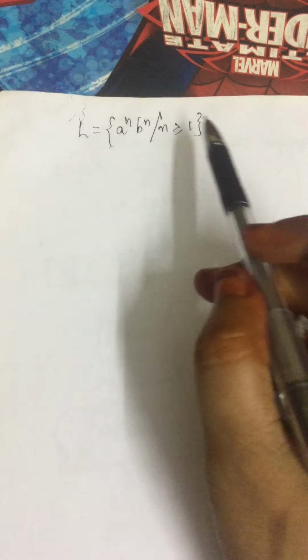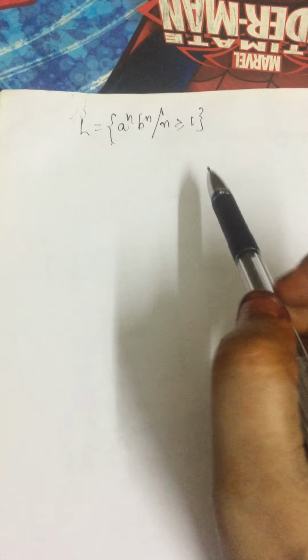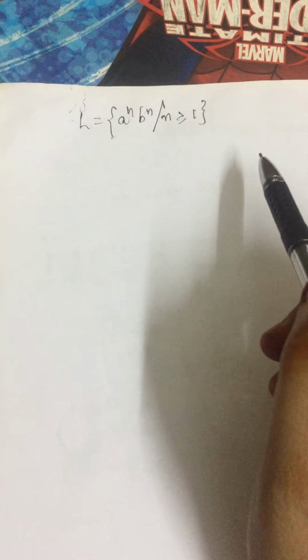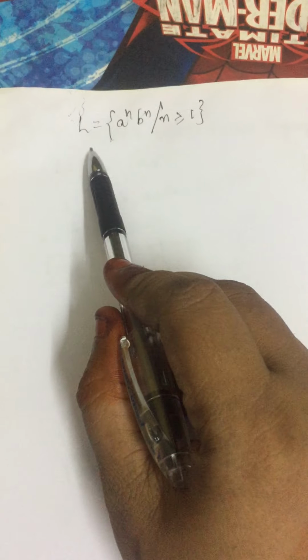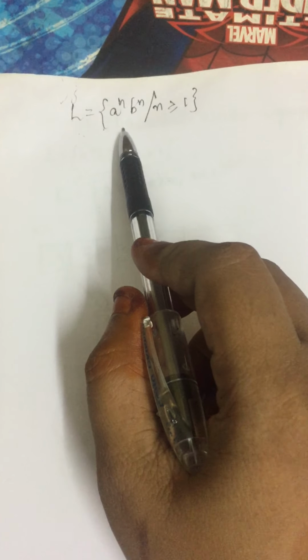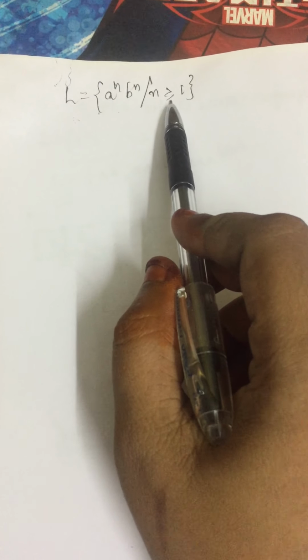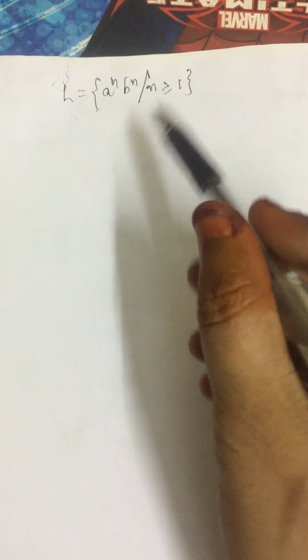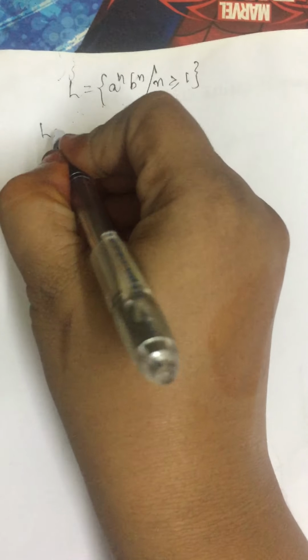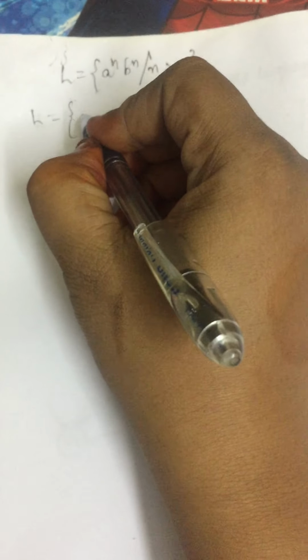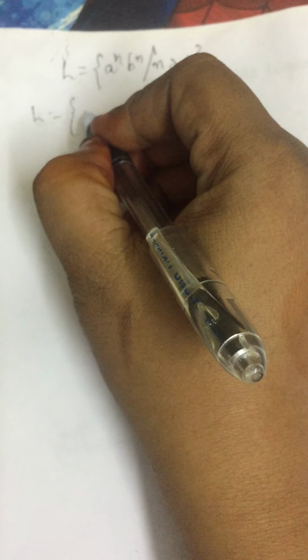Welcome. Today in this session we are going to see a few examples of how to design a PDA. So this is an example. L is equal to a power n b power n where n is greater than or equal to 1. So the strings which can be formed from this language are, if we are taking n value as 1, then the string will be AB.